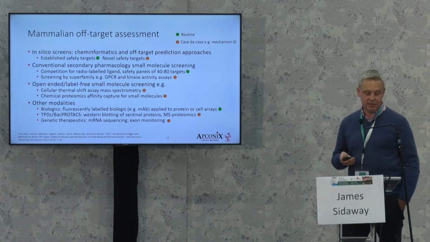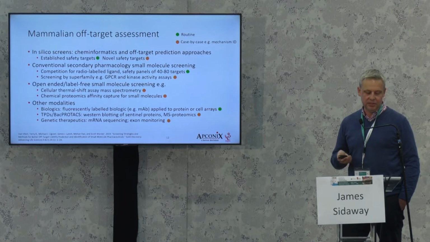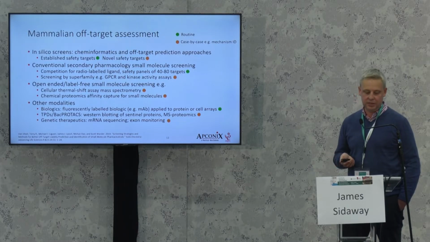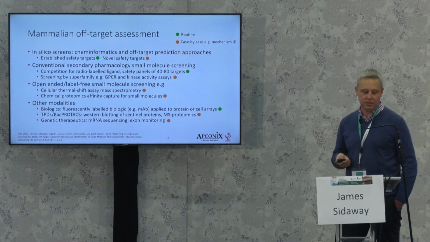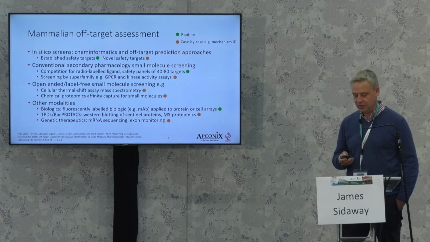Targeted protein degraders, or bacterial PROTACs, which I'm going to mention a bit towards the end, because the TPD area is really growing in oncology and in some other therapeutic areas. Pharma or academia are developing approaches to look for off-target effects of this class of drugs, initially by Western blotting of sentinel proteins, but more latterly by mass spectrometry proteomics. And then for genetic therapeutics, you could apply mRNA sequencing and monitor the changes in exons and so on.